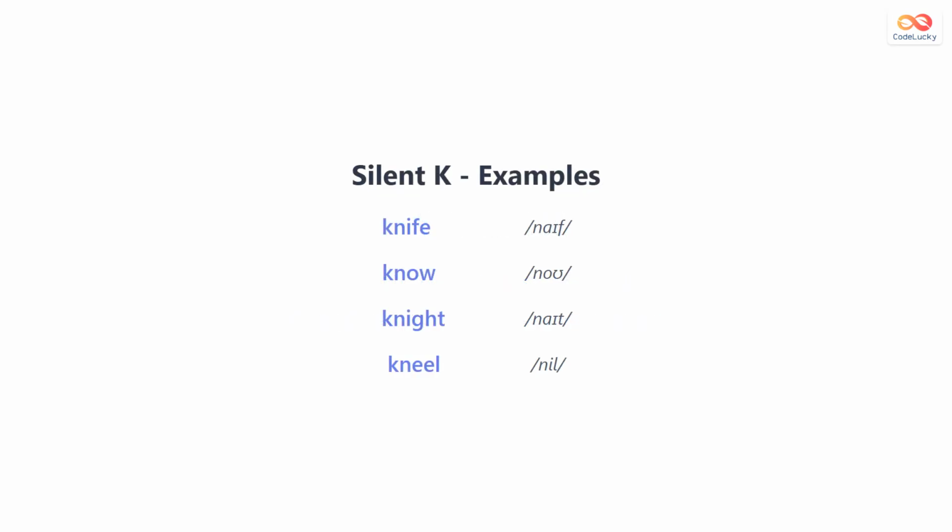Here are 4 common examples of words with silent K. The first word is knife, pronounced knife. The second word is no, pronounced no. The third word is night, pronounced night. The fourth word is kneel, pronounced kneel. In each of these words, the K is silent and we only hear the N sound followed by the other letters.